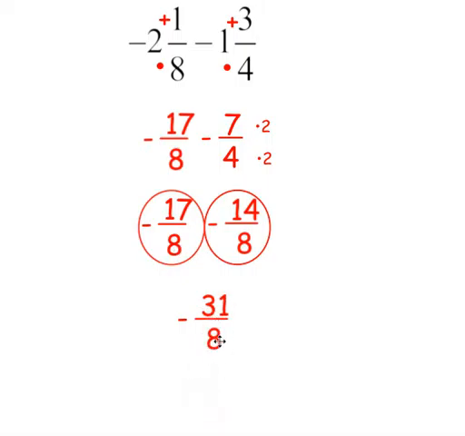Ask myself, how many times does 8 go into 31? Goes in 3 times with 7 left over out of 8. Don't forget your answer is negative. So negative 2 1/8 minus 1 3/4 is equal to negative 3 7/8.